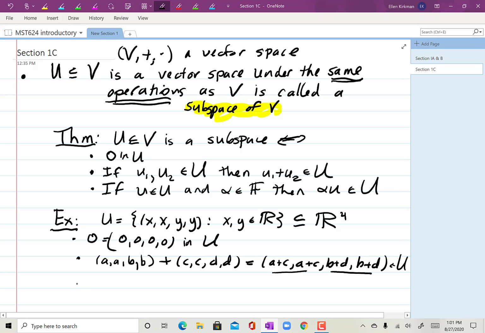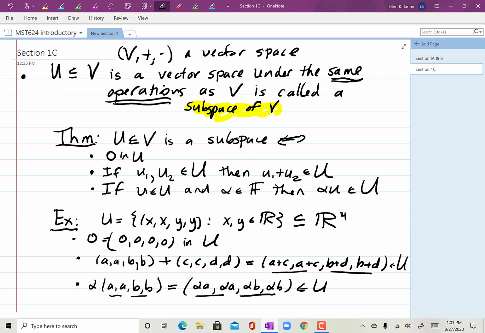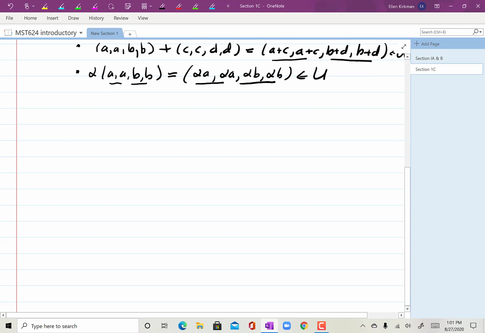Okay, and then multiplying by a scalar, if I have some number alpha, and I multiply it by (a, a, b, b), (x, x, y, y), I can use any symbols I want. The point is, these two coordinates are the same, and these two coordinates are the same. I get (alpha a, alpha a, alpha b, alpha b). And so again, these two are the same, these two are the same, that makes it in U. So that means that this set U, this smaller set, is actually a vector space in its own right, and that's a subspace. So that's one of the three ideas that's in this section.